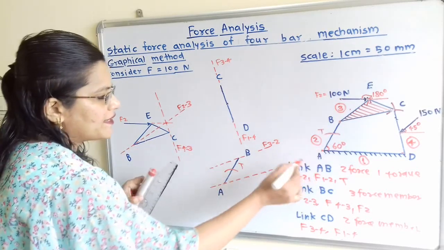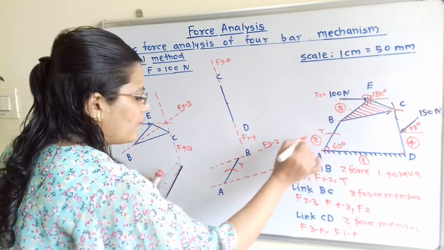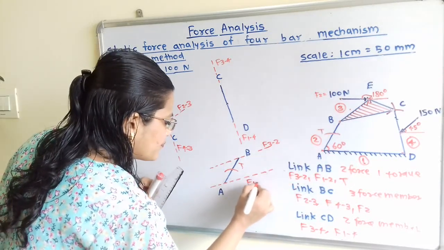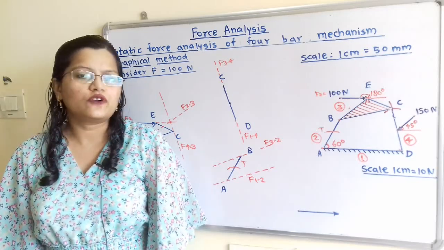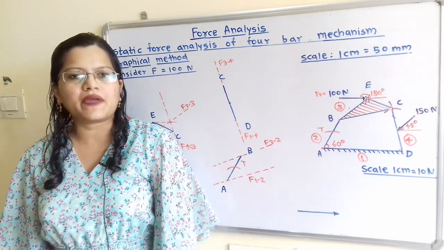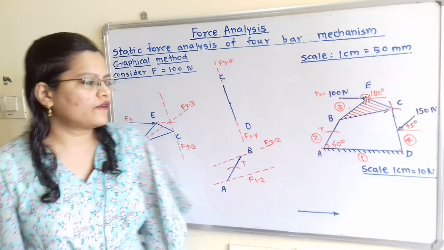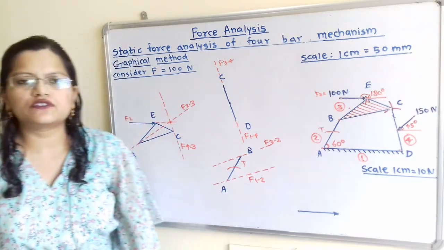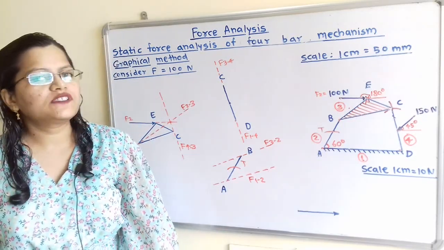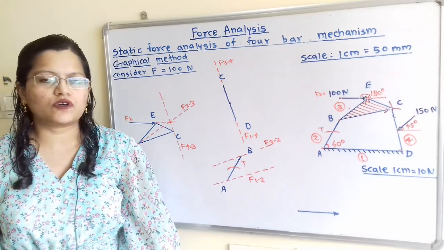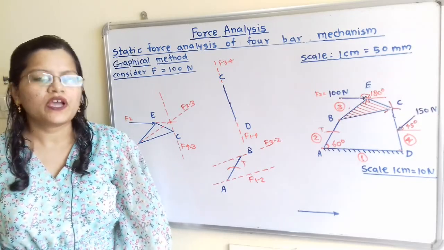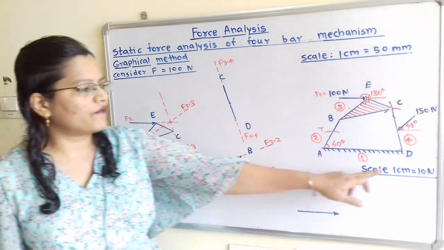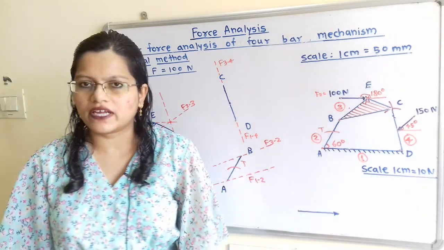So through this point A, there is force F of 1 to 2. Now we don't know the direction as well as the magnitude of any force. So for this 3 force member, we will draw a force polygon. This force polygon should be closed so that the resultant of all these forces is equal to 0. We will take some suitable scale: 1 centimeter is equal to 10 Newton.